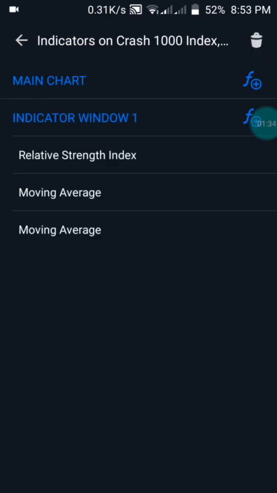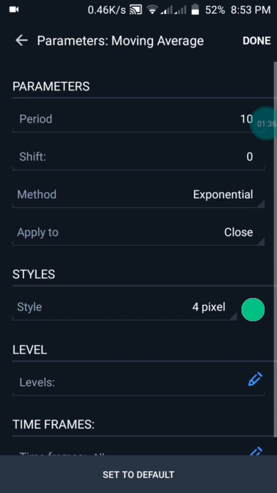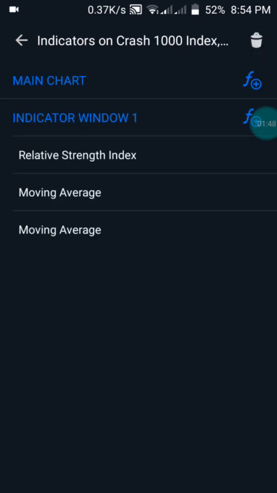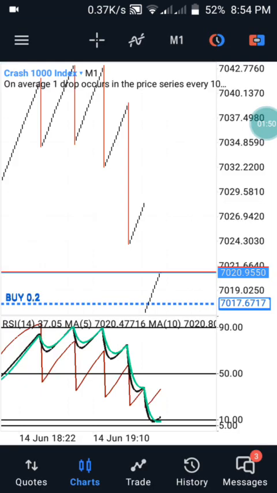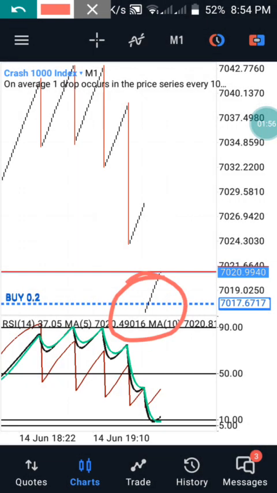Then you move to the second moving average: the period is 10, the shift is 0, the method is exponential, and applied to close, and we have this as our color. You can choose any color of your choice, and once you do that, you will have the same settings the way I have it here. As you can see, I have a main chart here that is currently running in profit, and you can easily set this up on it.